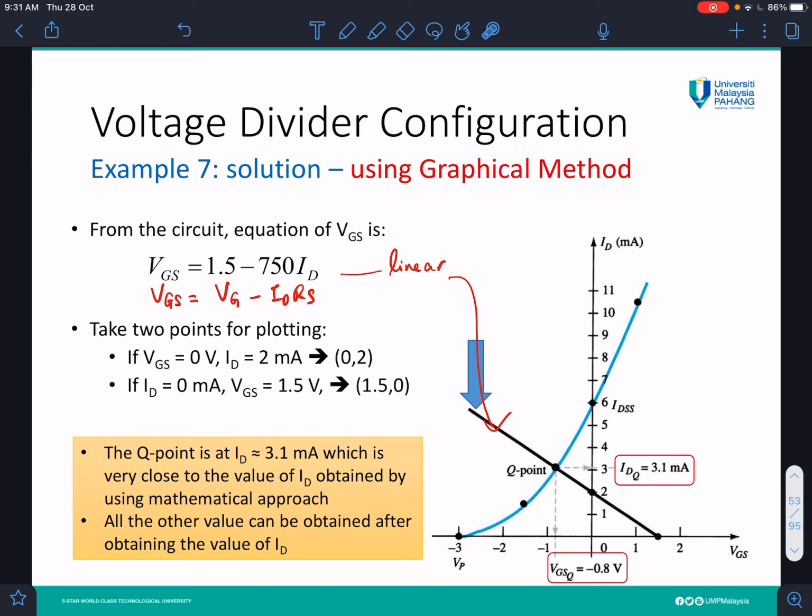The Q point is actually at ID equal to 3.1 milliampere, which is very close to the value of ID that we obtained by using the mathematical approach, and all other values can be obtained after obtaining the value of ID. This means that for this part we only calculate to get IDQ. This is the IDQ that we get, and also VGSQ. If the question asks you to get VDS, VD, VS, we use this value to calculate the rest.